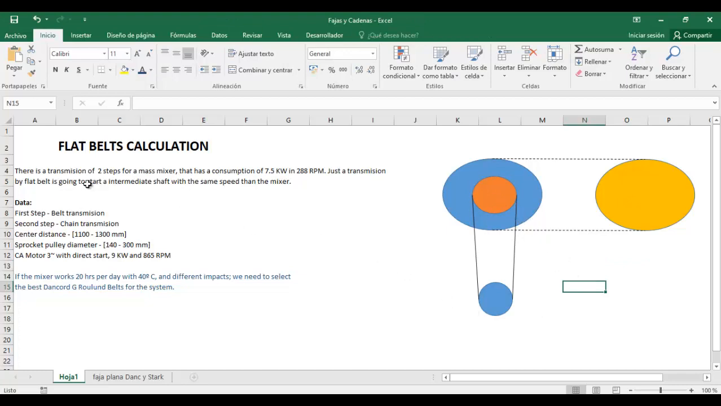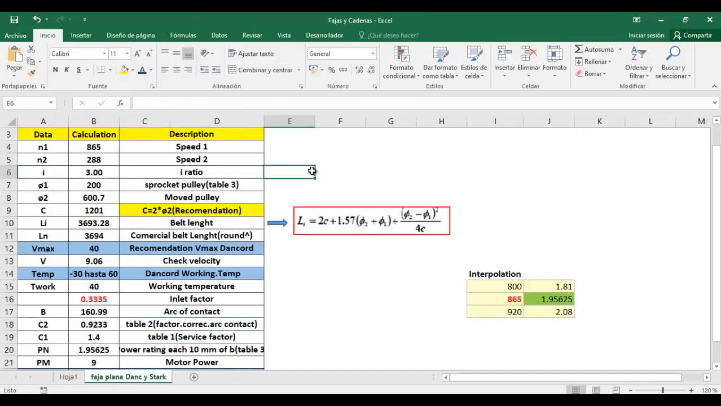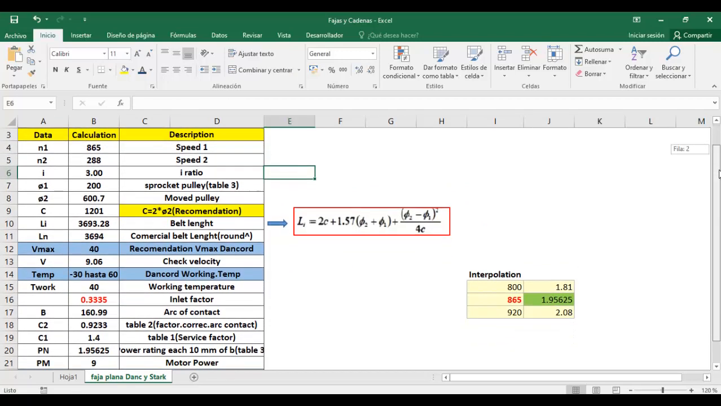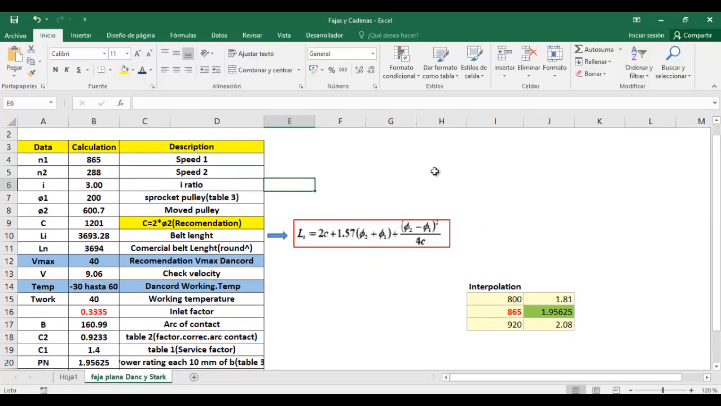The flat belt transmission has the same speed as the mixer, and that's why we have the same shaft here. So for the equation we have this. As you can see, it's kind of similar to the last chain transmission.